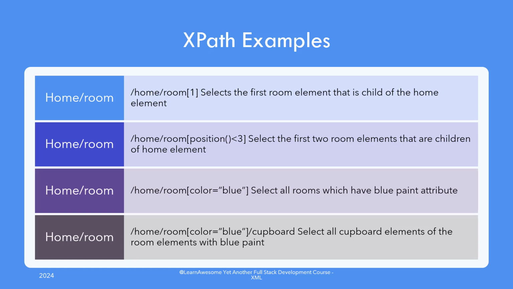Examples are worth a few hundred words at least. So let's look at XPath expressions below. As you can see, there are multiple ways of querying data. For example, if we look at the second example, /home/room[position()<3], it selects the first two room elements that are children of the home element. Then the next one, home/room[@color='blue'], selects all rooms which have a blue paint attribute. And lastly, /home/room[@color='blue']/cupboard selects all cupboard elements of the room element with blue paint.